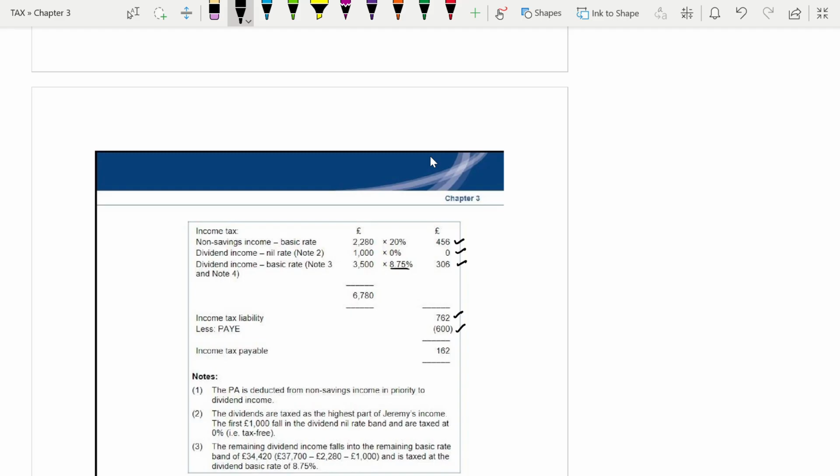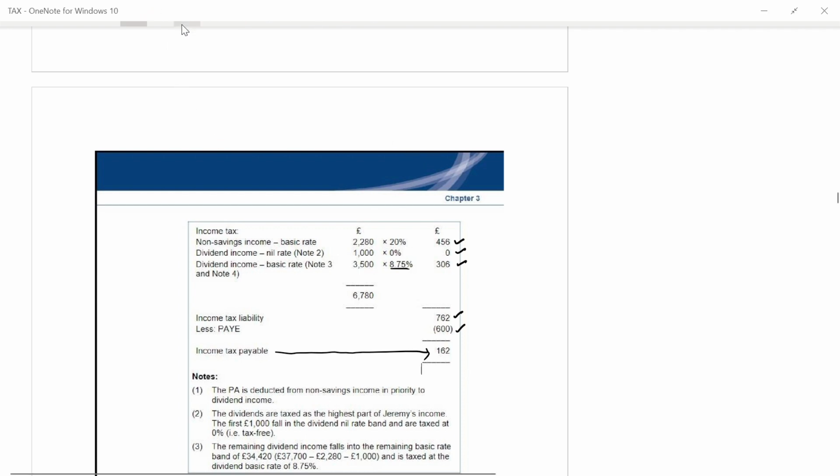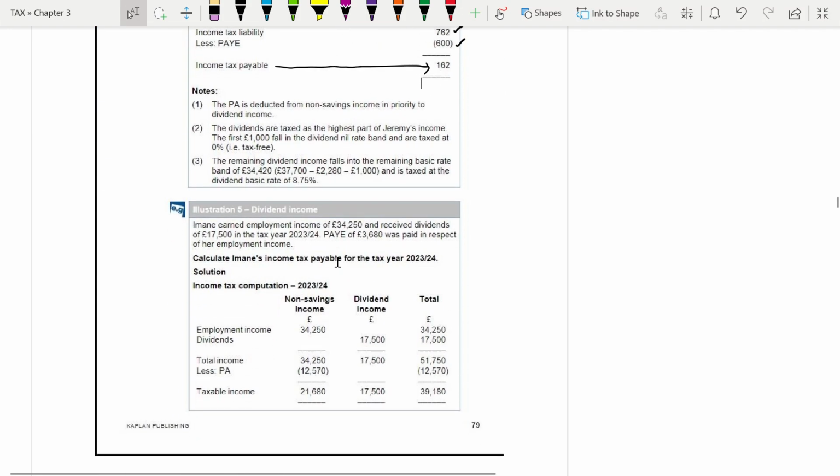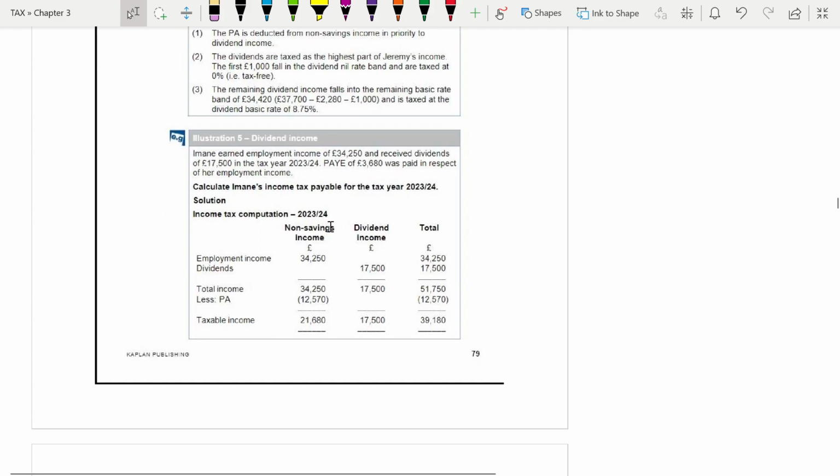They have paid as you earn. It comes to how much? The income tax payable is 162. Is it right? In the same case, how much is the employment income? 34,250. And they have a dividend income of 17,500. Total income, personal allowance. Total income is 21,680.